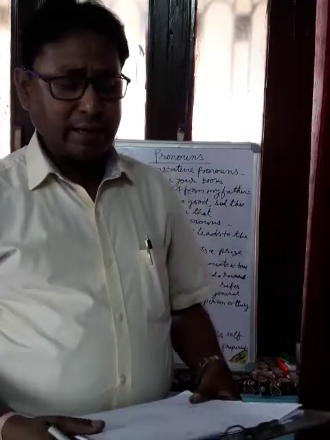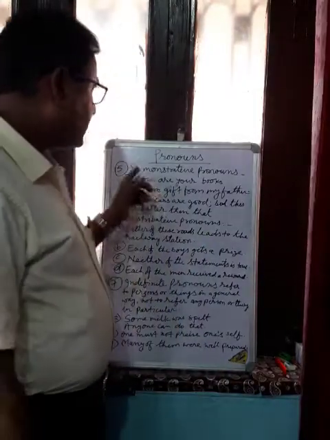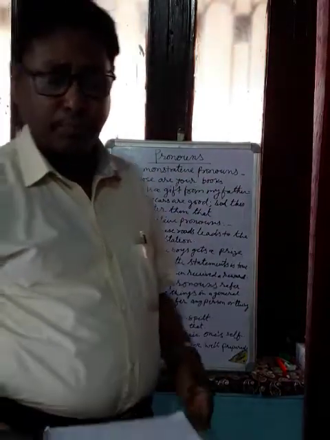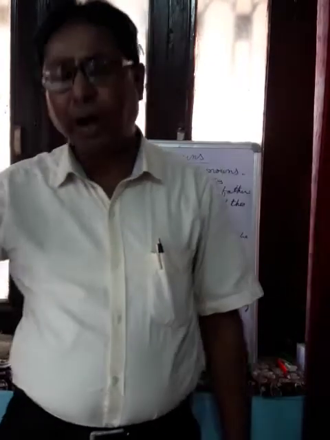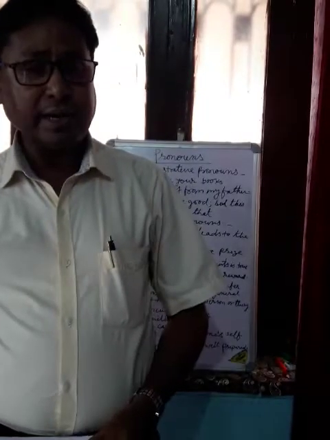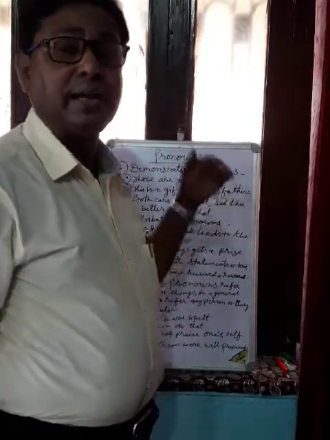Proceeding to the next, let's go to the fifth part, that is demonstrative pronouns. What are demonstrative pronouns? Please listen carefully. Demonstrative pronouns are the pronouns which are used to point out people or things that are near or far from us. Demonstrative pronouns are also used to introduce people. So, let us see examples. Through examples, we can understand it better.